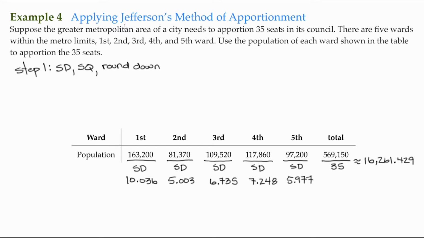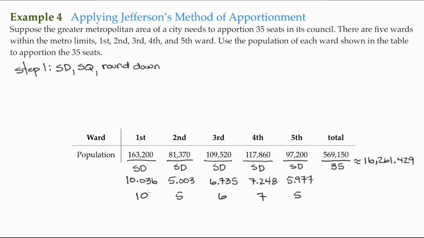into the first step of Jefferson's method. Then the third step of Hamilton's method is to round down. So we use the quota rule. We have to round, so we're going to round down. This rounds down to 10. This rounds to 5. This will round to 6. Everything rounds down. This rounds to 7. And this rounds to 5. So those are the first 3 steps of Hamilton's method. That's the first step of Jefferson's method.